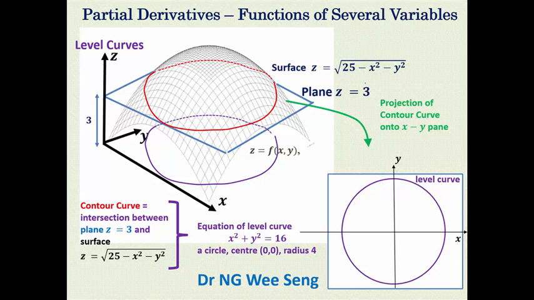And this can be done easily by substituting z equals 3 into the equation of the surface. Squaring both sides will lead us to this equation: x squared plus y squared equals 16. We recognize this as an equation of a circle centered at the origin and having a radius of 4.